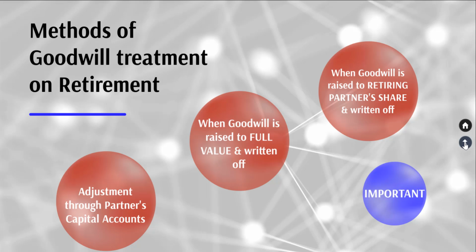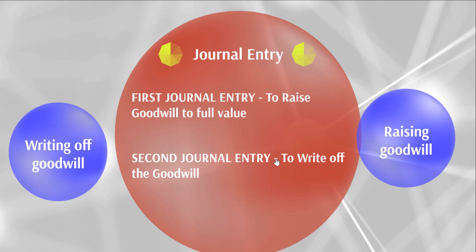Second method, here we will raise goodwill to full value and write it off. We will have to pass two journal entries in this method. In the first journal entry, we will raise goodwill to full value, and in the second journal entry, we will write off the goodwill.